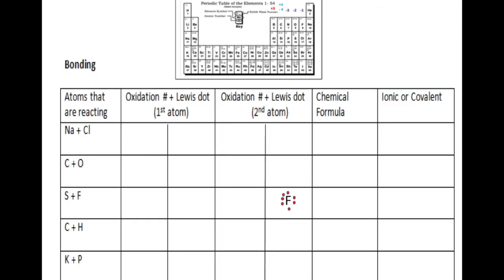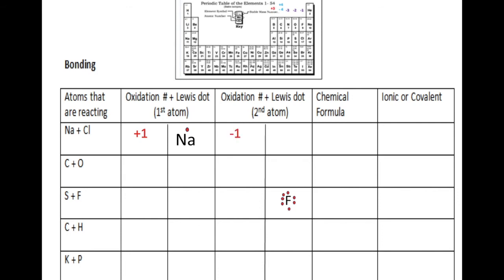This also leads us to looking at bonding and trending in the periodic table, which can help us now determine if a bond between two chemicals, which creates a chemical formula, is either an ionic or a covalent bond. So what we're going to do together is we're going to identify the oxidation numbers, draw the Lewis dot structures, write the chemical formulas, and determine whether or not something is ionic or covalent based on that information. For sodium and chlorine, we know that the oxidation number for sodium is +1, and since it's in group 1, it only has one valence electron to put on our Lewis dot structure.